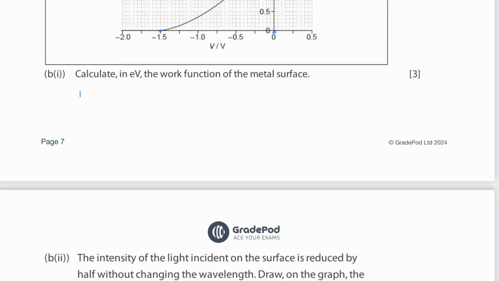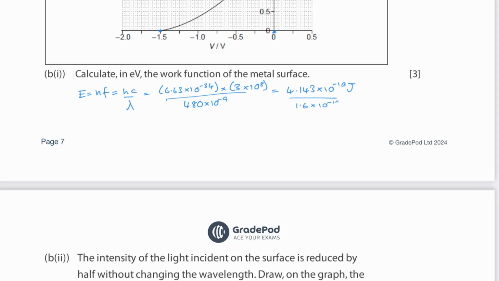So we know that the photon incident on the metal surface is hf, but we were only given wavelength, so hc over lambda. We can work that out: 4.143 times 10 to the minus 19 joules, but we want that in electron volts. So we divide it by 1.6 times 10 to the minus 19, which gives us a value of 2.59 electron volts. That's how much energy each photon has as it comes in to the photoelectric surface.